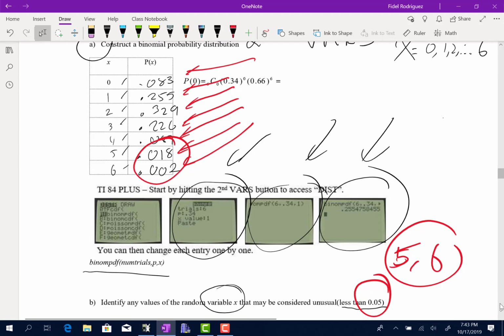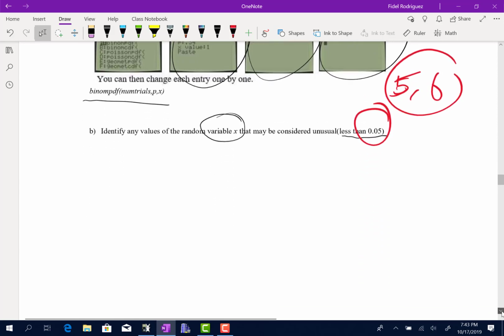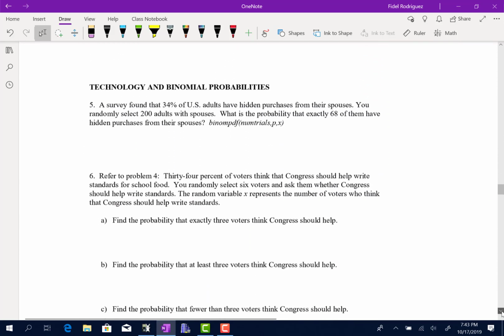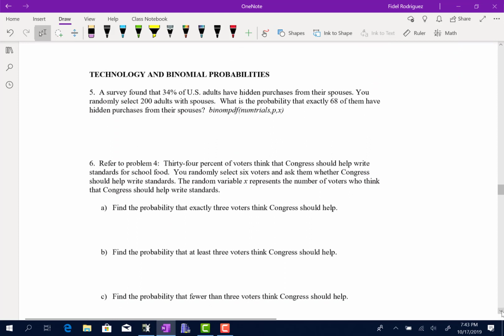All righty. Let's see what else we got here. I'm going to keep scrolling to the next part. I'm trying to give you a hint on what you're going to do when you're using your calculator. Let's take a look at this problem. It says the survey found that 34% of U.S. adults have hidden purchases from their spouses. You randomly select 200 adults with spouses. What's the probability that exactly 68 of them have hidden purchases from their spouses?